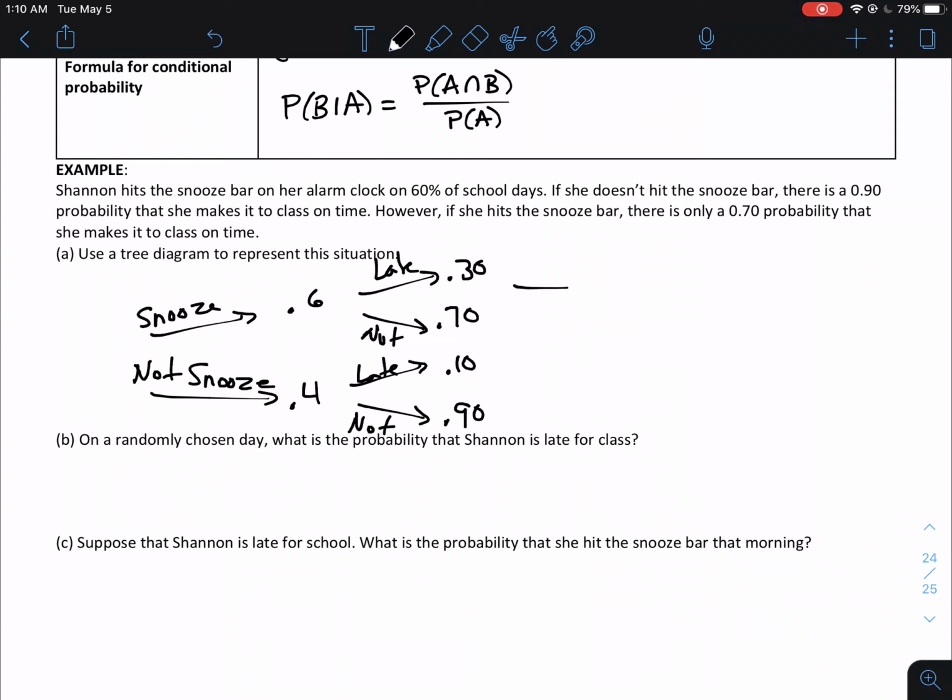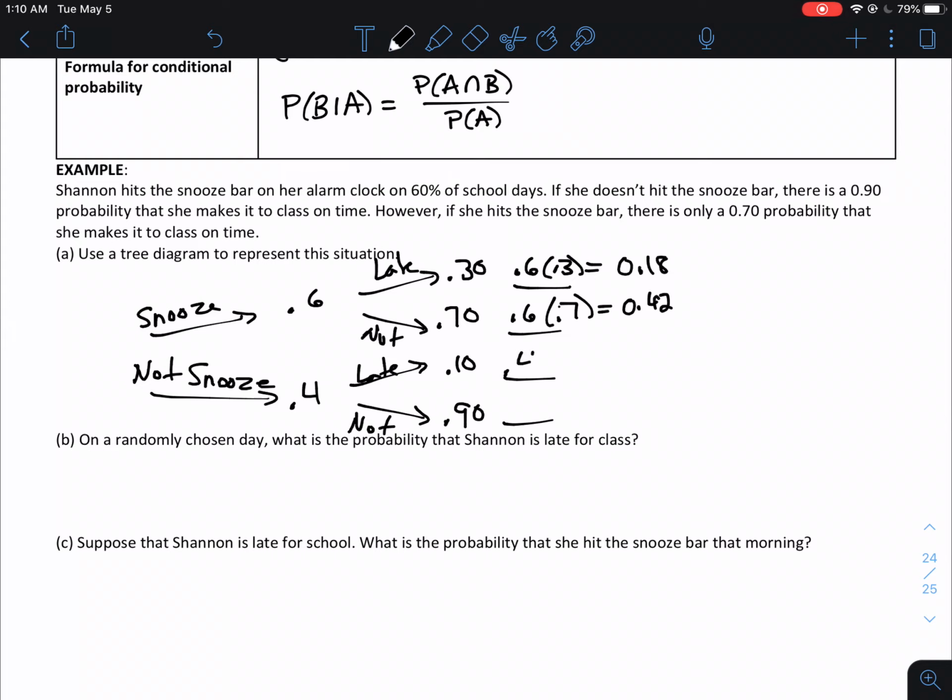Now, in addition to that, we're going to find the combined probabilities, which I list off to the right. To get your combined probabilities, you just take the two probabilities that get you to that point and multiply them together. So the probability that she hits the snooze bar and is late to class, multiply those together, is 0.18. Then do that going all the way down to 0.6 multiplied by 0.7. So the probability that she hits the snooze bar and is not late is 0.42.